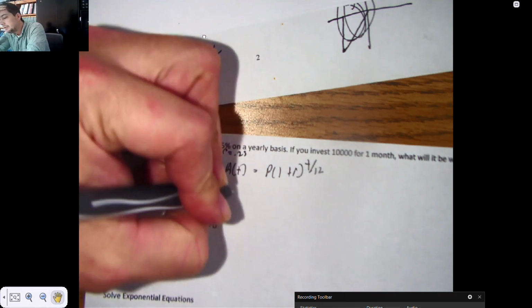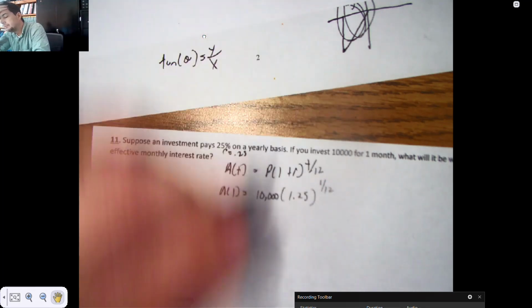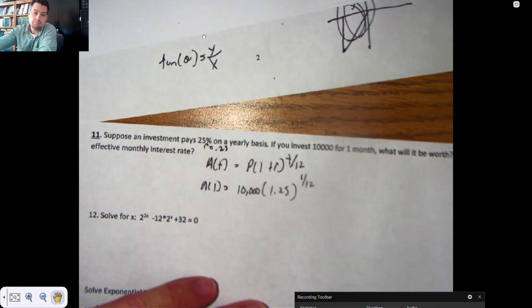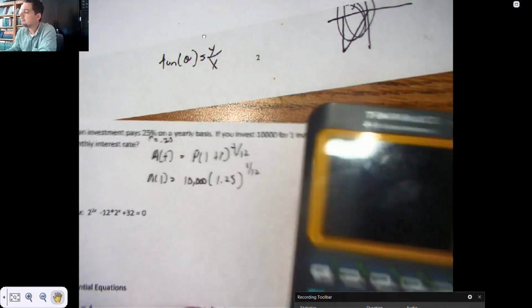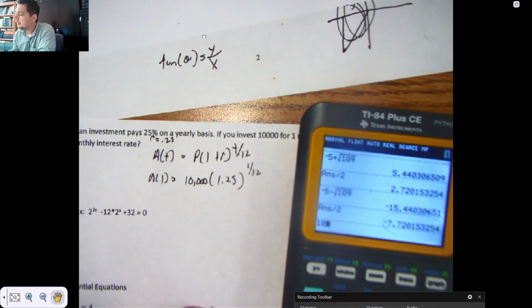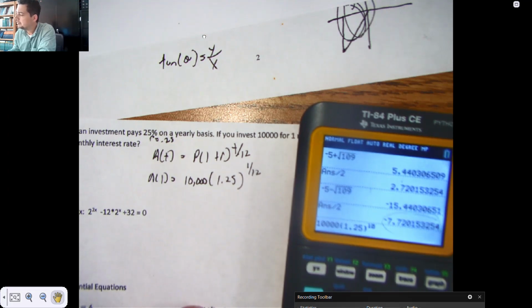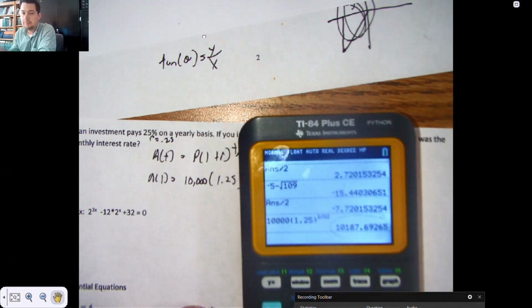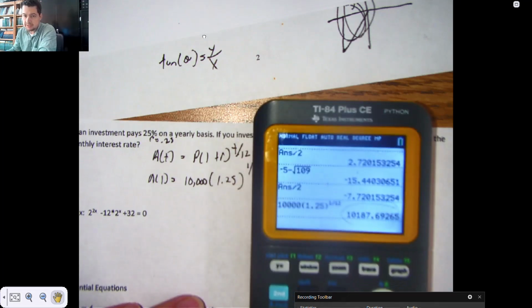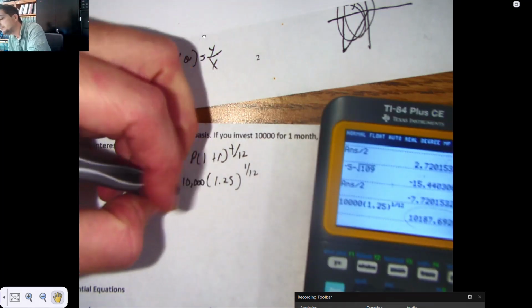So I am going to invest for 1 month. It's going to be 10 grand. 1 plus 0.25 is 1.25 to the 1/12th power. So let's see what this becomes. You take your 10,000 times 1.25 to the 1/12th power, and after a month it becomes $10,187.69.